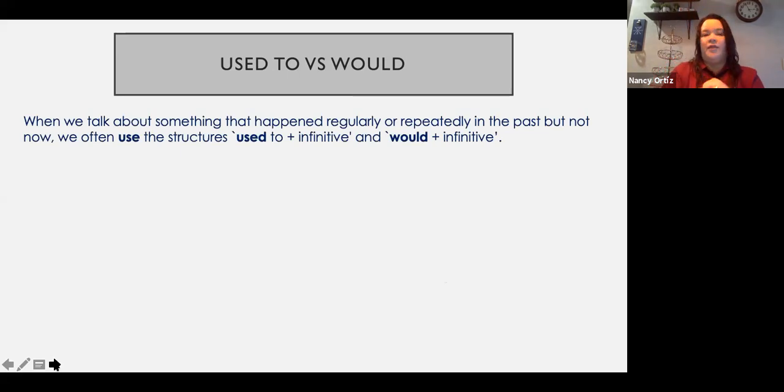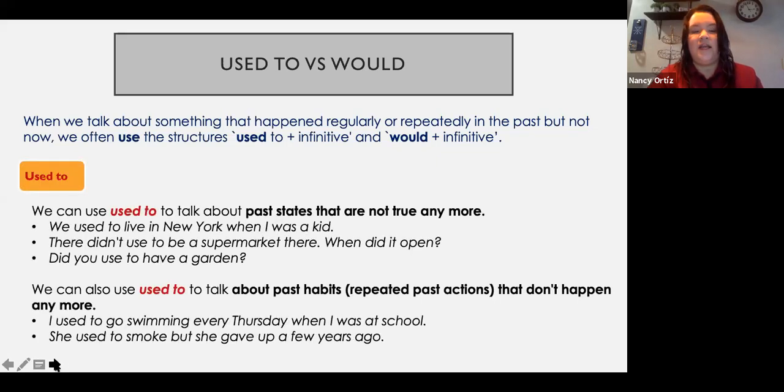We use both "used to" and "would" when we talk about something that happened. These are the keywords: something that happened regularly or repeatedly in the past, but not now. We often use the structures "used to" plus infinitive and "would" plus infinitive. Let's check how we use "used to."